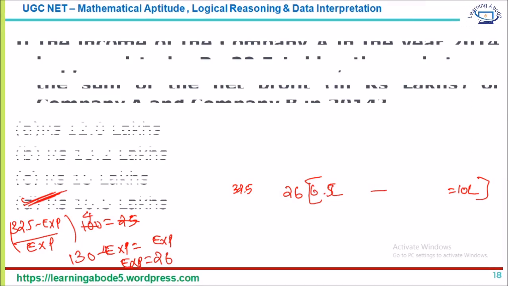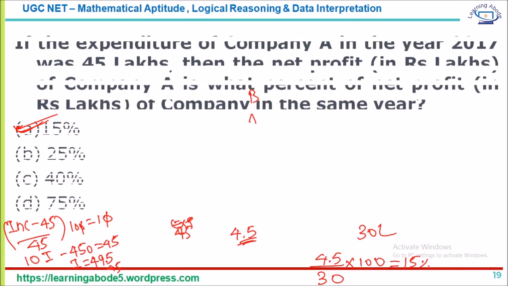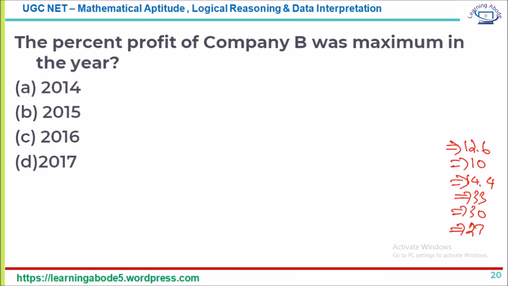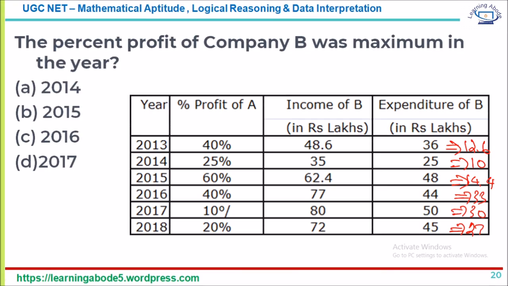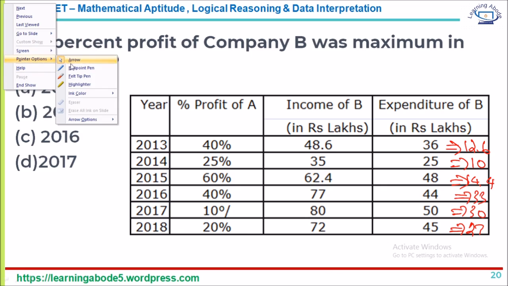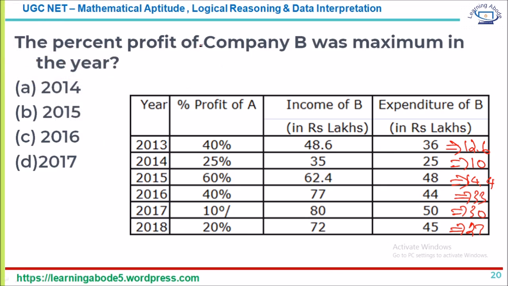So this question again. Just look at the absolute difference. Now the comparison is, see, what is the idea if you want the percentage profit to be maximum, right? The numerator should be as high as possible and the denominator should be as low as possible, right?